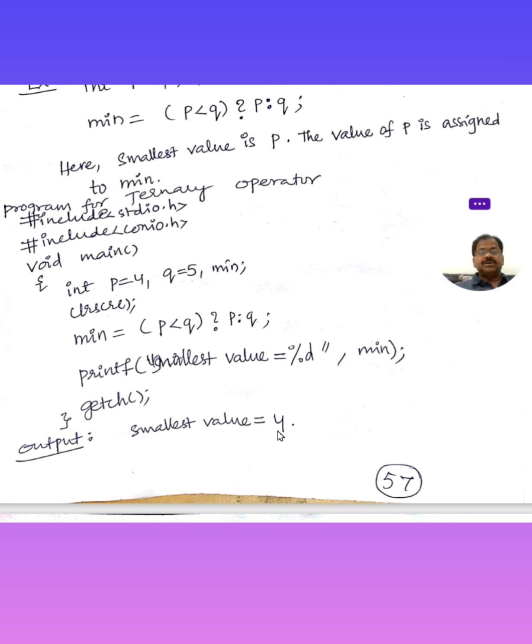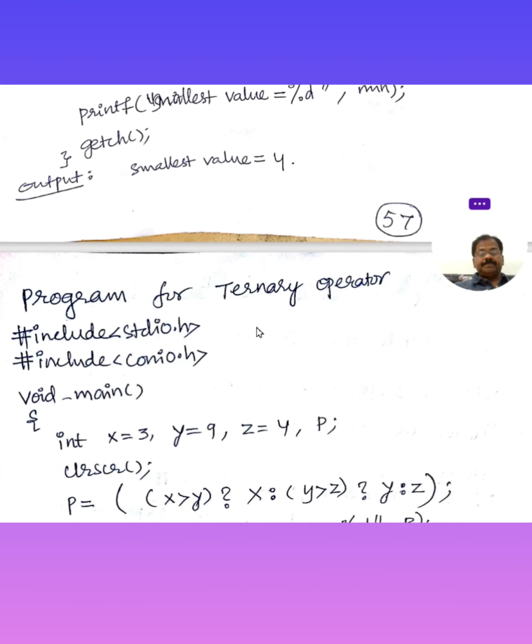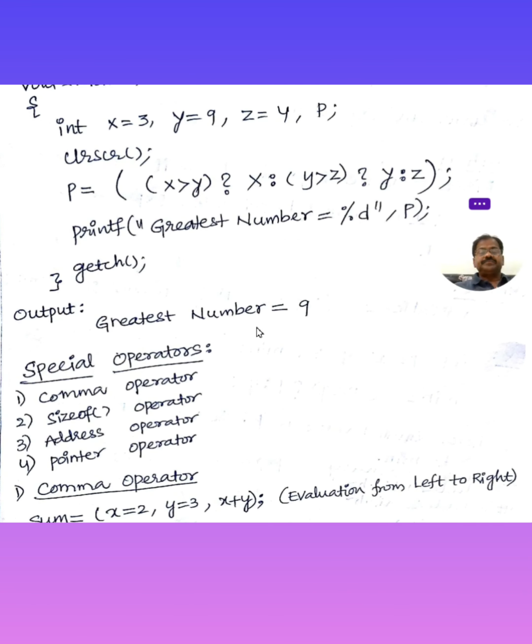Okay, so this is the ternary operator. You see here in this expression, 1, 2, 3 operands, 3 expressions, and 2 operators, question and colon. 3 operands, 2 operators, 3 expressions, first expression, second expression, third expression. If the first expression is true, second expression will be evaluated or considered. If the first expression is false, third one will be considered. Okay. Next, one more example.